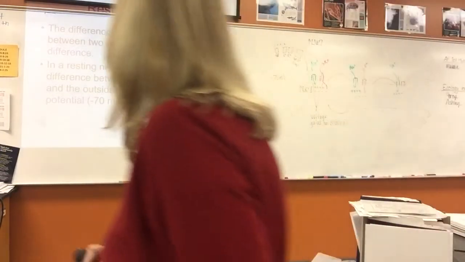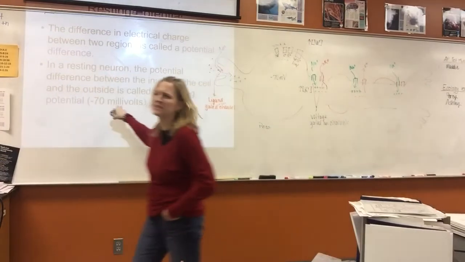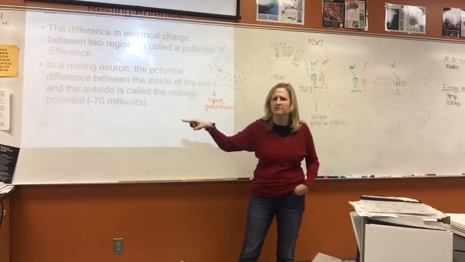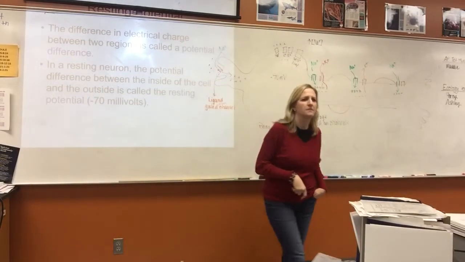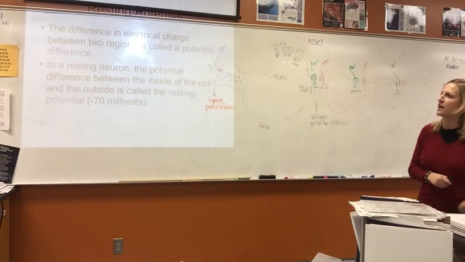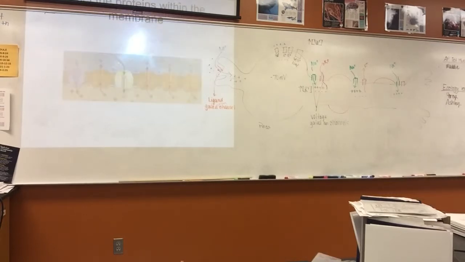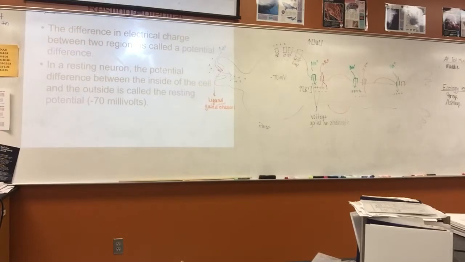All right, so the difference in electrical charge between two regions is called the potential difference. In a resting neuron, the potential difference between the inside of the cell and the outside of the cell is called the resting potential, which is -70. It's underneath this neuron picture. Membrane.